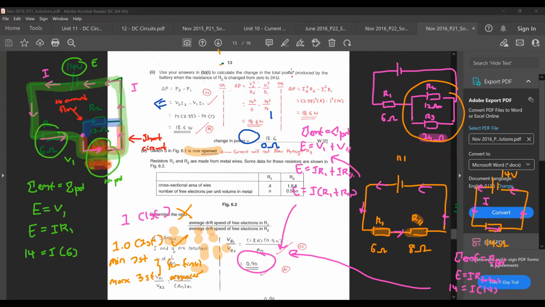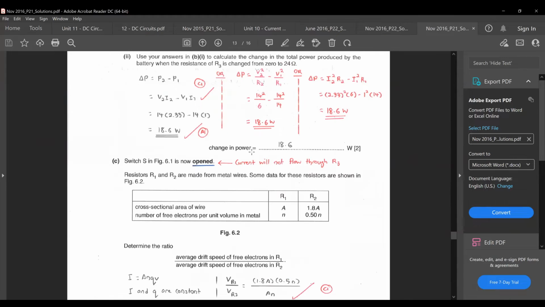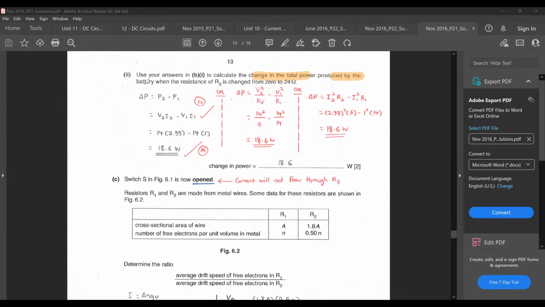Okay, right. So look at the next part. They say use your answer in B1 to calculate the change in total power produced by the battery when the resistance R3 is changed from 0 to 24 ohms. Okay. Let me just clear off everything here. They want to find the change in total power produced by the battery. Okay, keyword: total power produced by the battery.